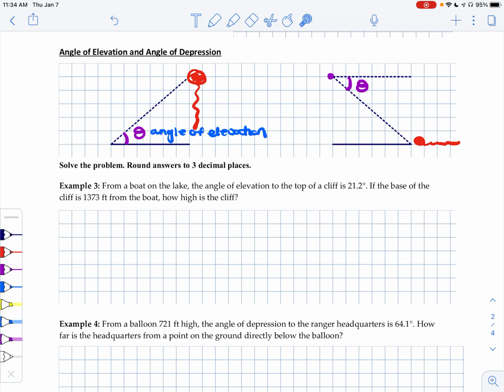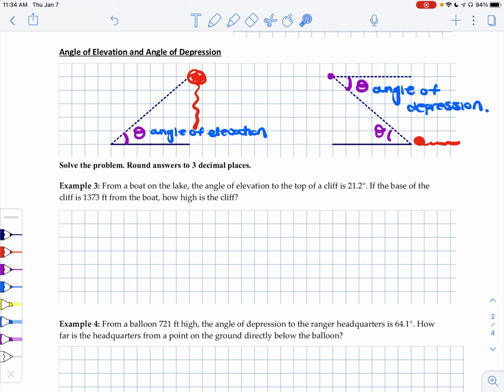So angle of elevation, you're looking up at something. Angle of depression, you're looking down at something. So this right here is the angle of depression. Now, one thing that's interesting with these is that these are actually the same angle. If you were to do the geometry on this shape right here, the angle of depression is the same angle as the angle of elevation. It's just a matter of what your perspective is.